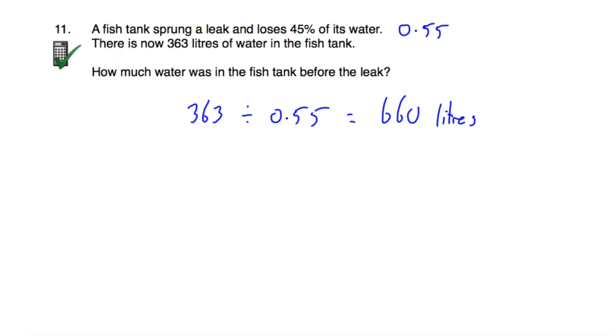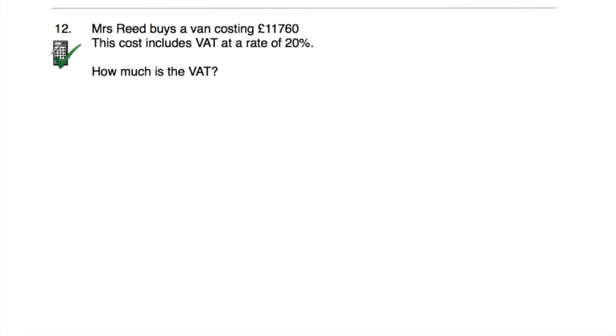Okay, let's look at our next question, question number 12. It's a calculator question, and we're told that Mrs. Reed buys a van costing £11,760, and this cost includes VAT at a rate of 20%. So obviously the van to begin with is 100%. It includes VAT at a rate of 20%, so that means 120% is equal to £11,760. And we're asked how much is the VAT.